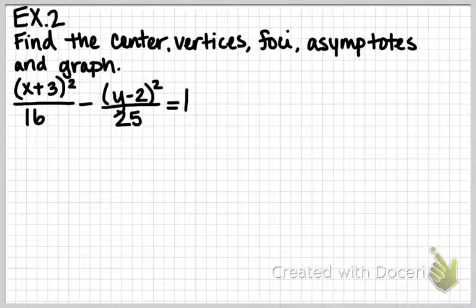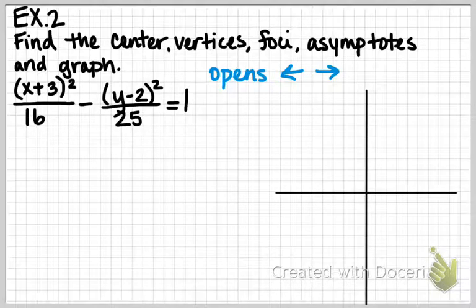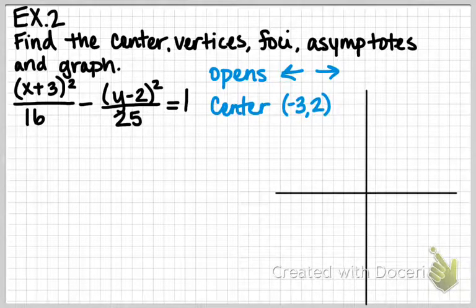Same thing on example 2. We're going to find the center, vertices, focus points, asymptotes, and then graph. So for this hyperbola, I know that it opens left and right because x squared is first and positive. My center is going to be negative 3, 2.